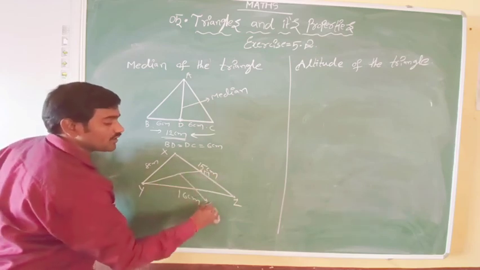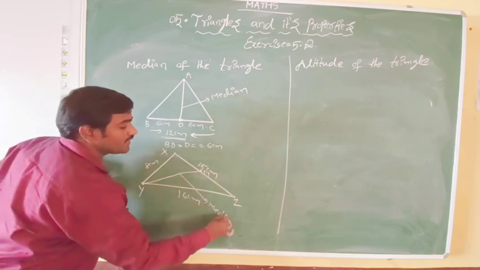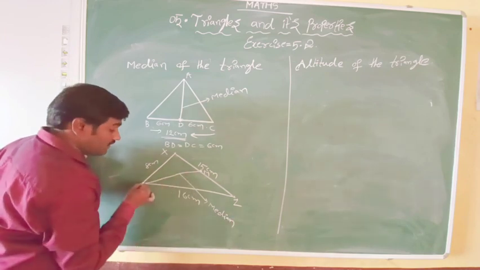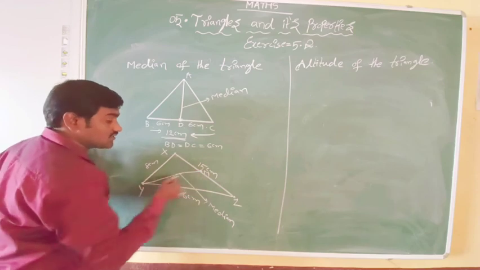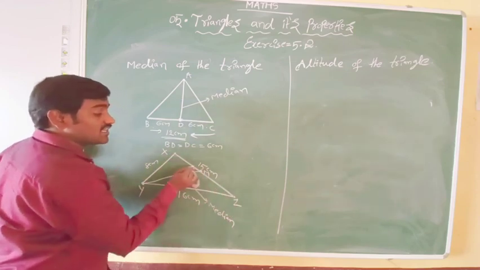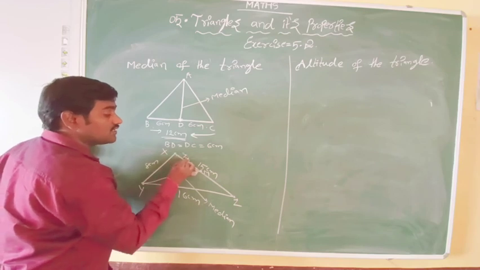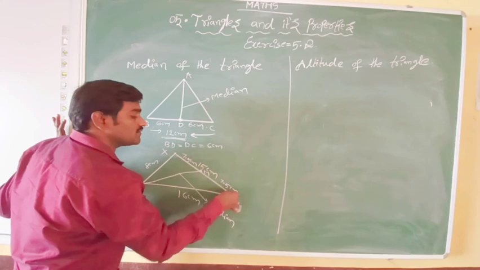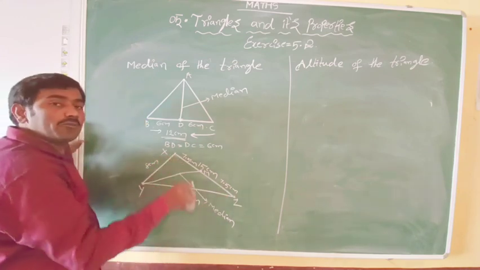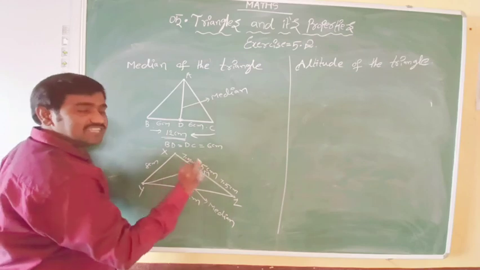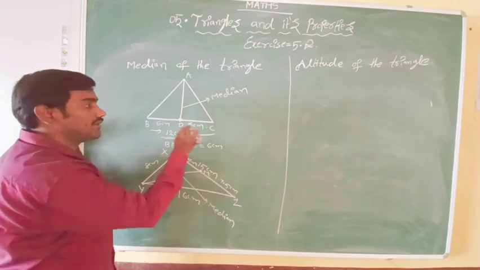This YM is known as median. We can say this YM is a median when it intersects XZ at exactly half of the total length. That means 7.5 centimeter and 7.5 centimeter. That means simple: from vertex to opposite side, exactly half of the total length. If a line segment intersects like this, it is known as median.